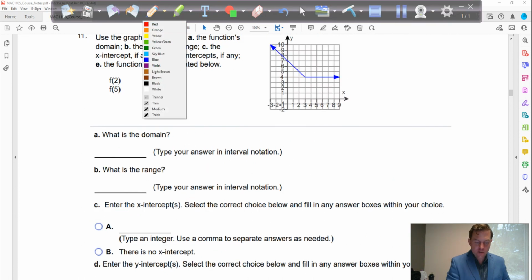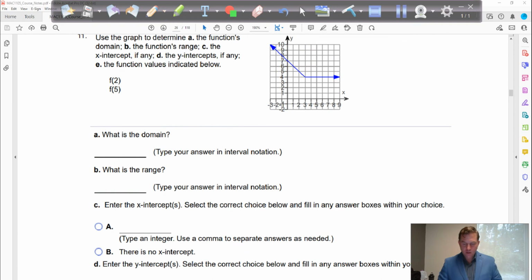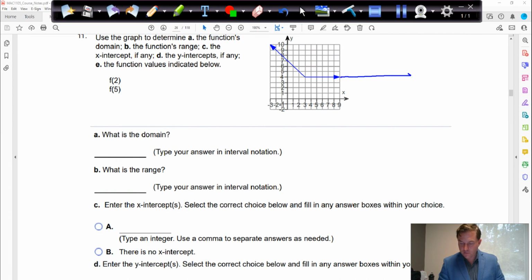Okay, 11 is very similar. It's going to start with domain. Now, notice these arrows on this blue graph. This arrow means that this thing's going to go to the right. In fact, it's going to go to the right forever. It's going to hit every possible positive x value. It's going to go to 10, 11, 1,000, a million. And so we say it goes off to infinity.